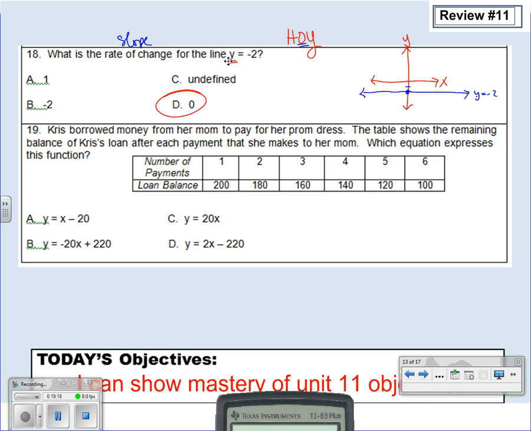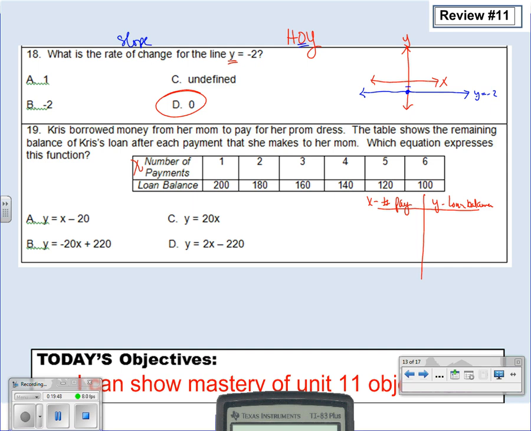Number 19, we're given Chris borrowed money from her mom to pay for her prom dress. The table shows the remaining balance of Chris's loan after each payment that she makes to her mom. Which equation expresses the function? I'm going to change this to a vertical one where we have number of payments. That's our X. And then loan balance is going to be our Y.